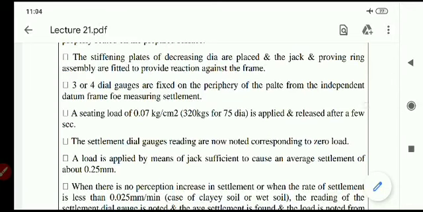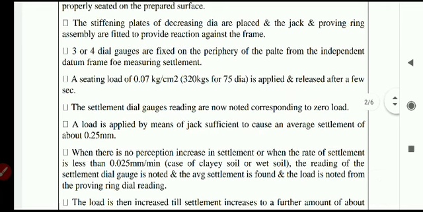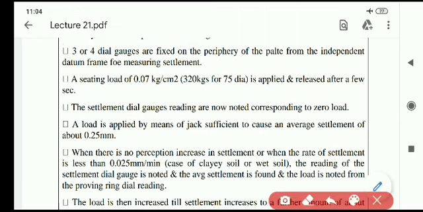Seating load means the load which will make the contact between the plate and the tip of the dial gauges. So that load is known as seating load. We are fixing the seating load here, and the load is applied by means of jack sufficient to cause average settlement of 0.25 mm. Means with keeping settlement in mind, the load is applied, in order to settle about 0.25 mm depth. Then that respective load is the initial load.